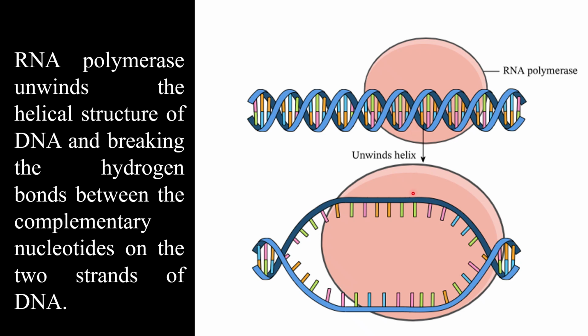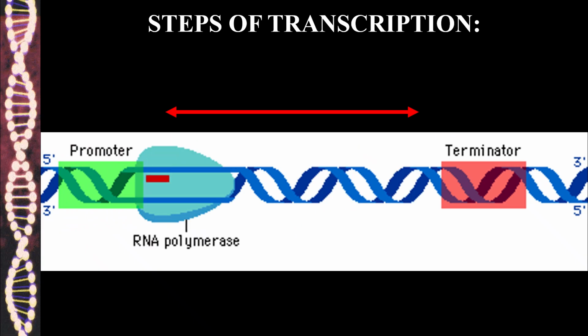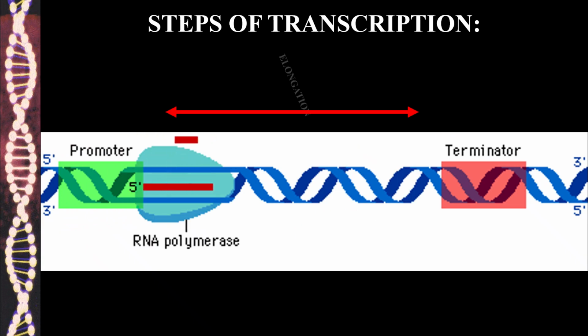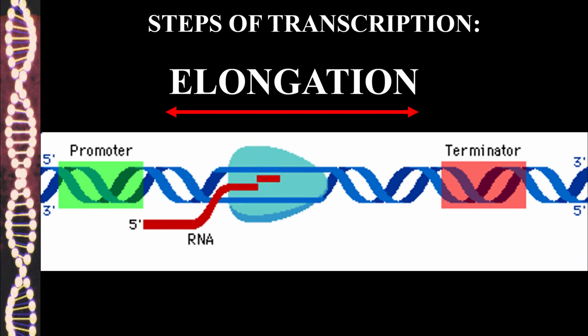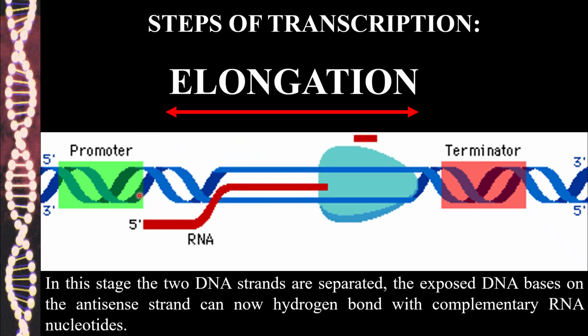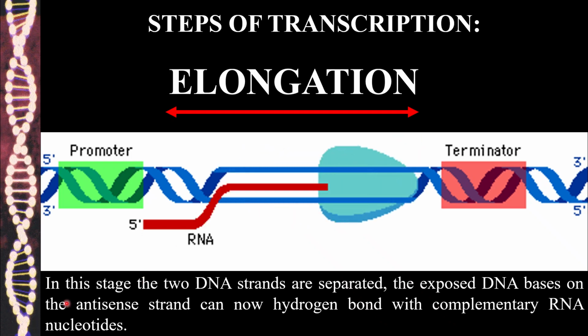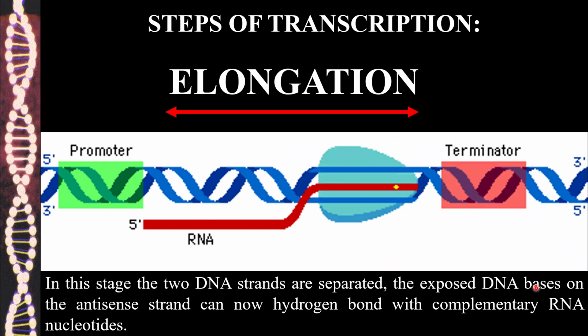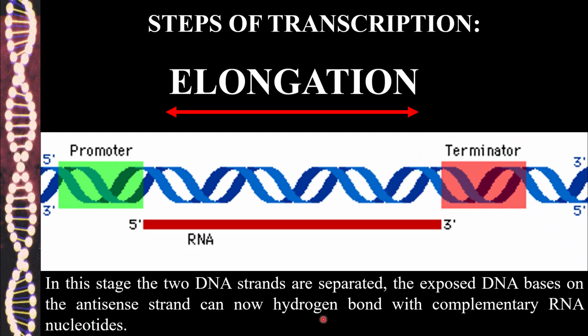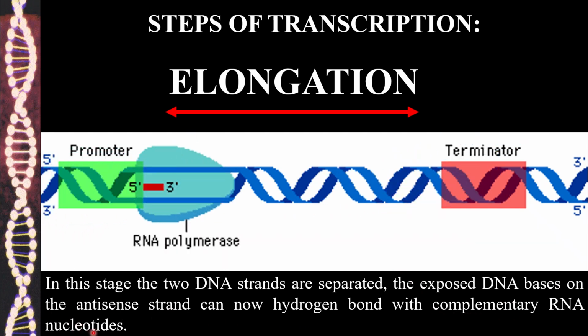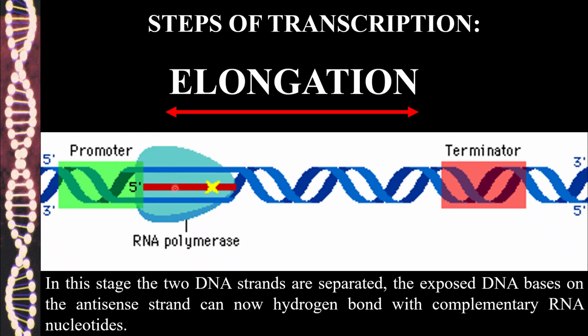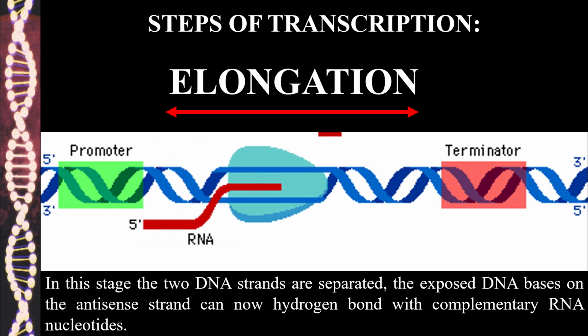Then this RNA polymerase unwinds the helical structure by breaking the hydrogen bonds between these nucleotide bases, and these two strands are separated from each other. Once these strands are separated, the next step proceeds, which is known as elongation. In elongation, the nucleotides bind at the 3' hydroxyl. In this stage, the two strands are separated. The exposed DNA bases on the antisense strand can now hydrogen bond with complementary RNA nucleotides. Now this antisense strand will undergo complementary base pairing with the other nucleotides. Let's see here.